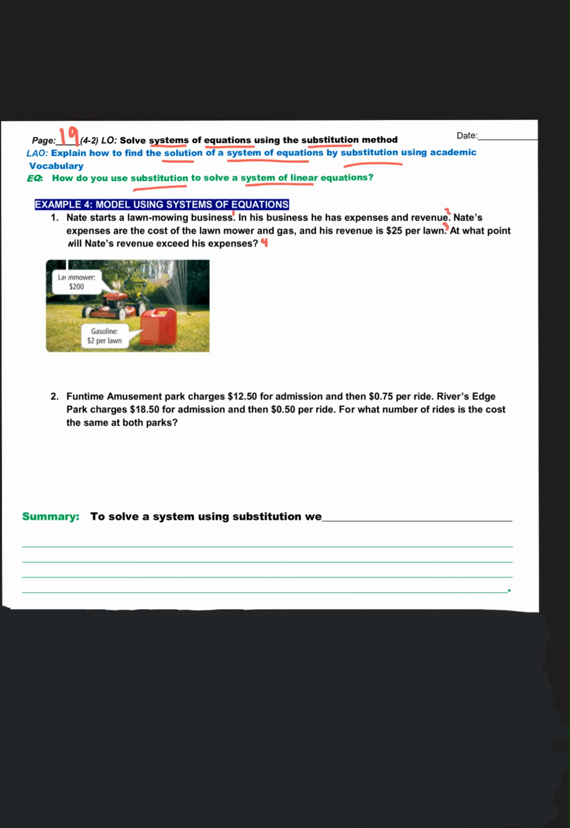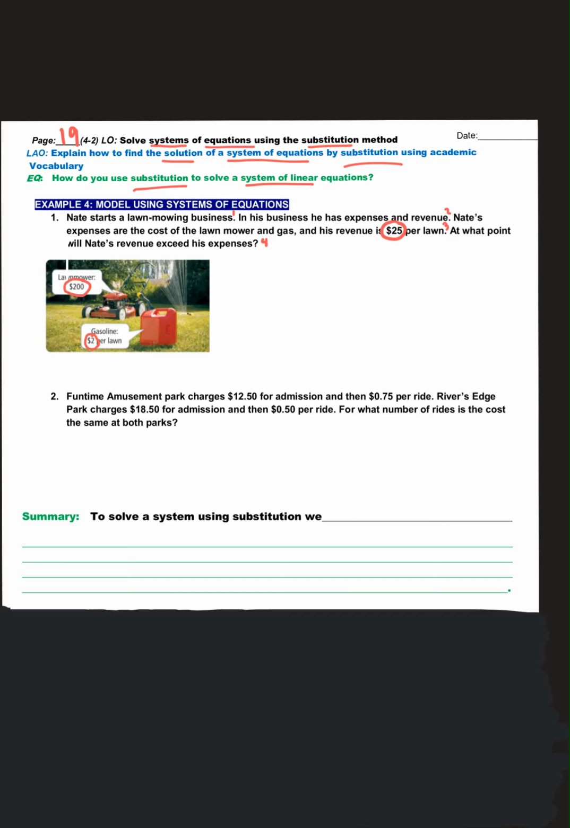That's sentence 4. Okay, so now we need to go back through and circle any numbers we see. Well, I don't see any in sentence 1. I don't see any in sentence 2. Sentence 3, I see $25. And that's all the numbers I see in the word problem. I do see, however, numbers in this picture. I see $200 and I see $2.